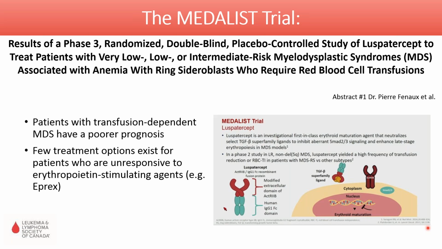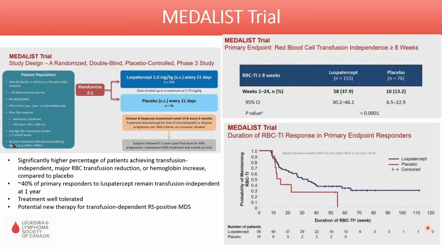Some of them get EPREX, which is a hormone that's used to stimulate red cell production. But many of these patients either don't qualify for the EPREX or become unresponsive to it, and then end up just getting transfusions on a regular basis, which has its own side effects. So luspatercept is a different type of drug that acts on stimulating red cell production.